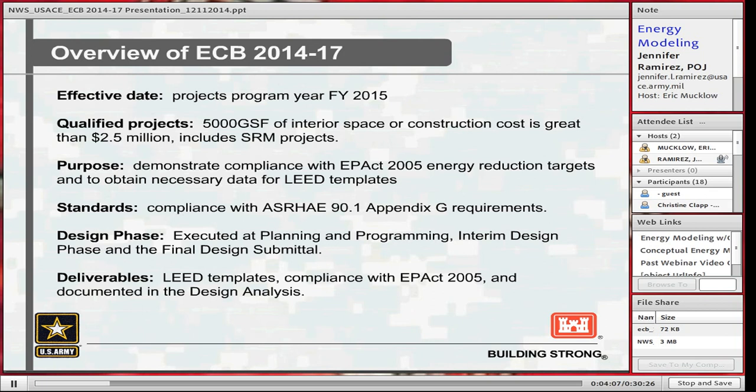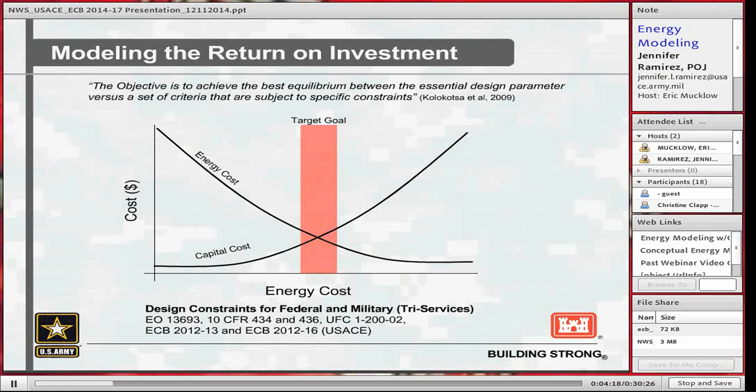The deliverable requirements is encouraging the PDT to include their energy modeling throughout the design analysis and the already existing requirements. So why is this important? Why does ECB 2014-17 exist?